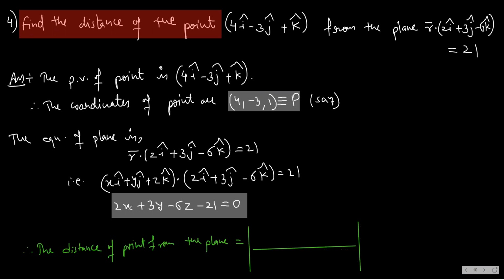2x, don't write x, write 4. 2 into 4 plus 3 into, don't write y, write the y coordinate, minus 3, minus 6 into z, don't write z, write the z coordinate, that is 1, minus 21. Some students will forget to write minus 21. Please, you have to write complete LHS upon square root of 2 square plus 3 square plus minus 6 square.